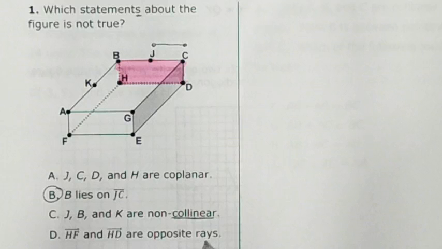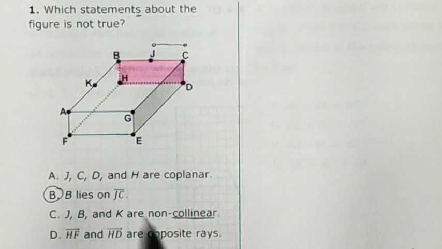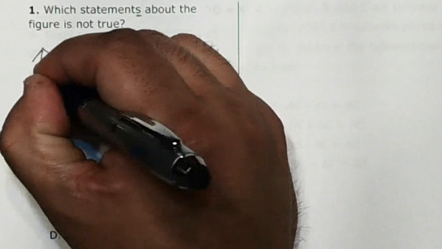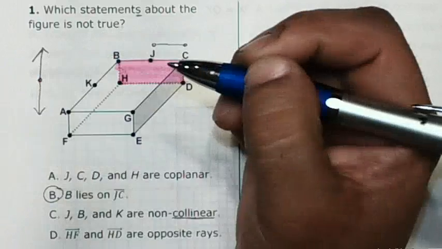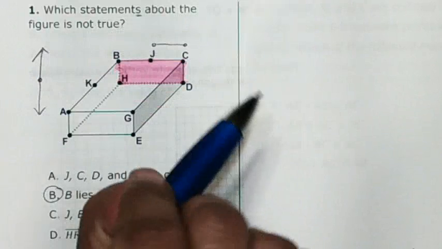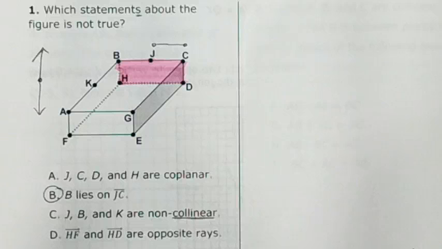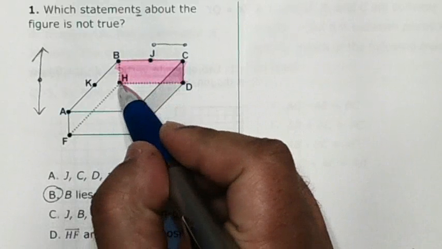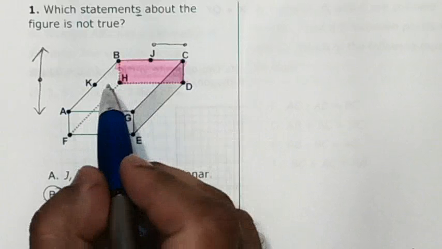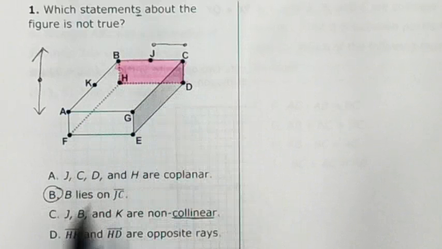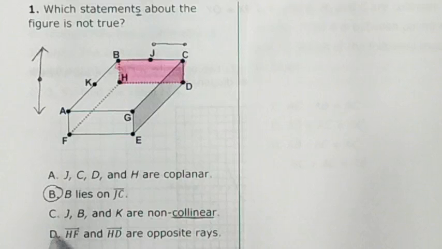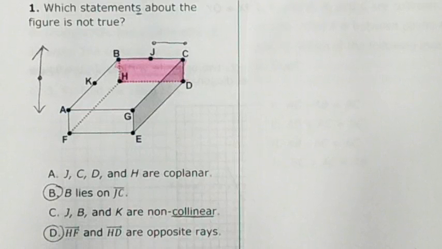Ray HF and ray HD are opposite rays. And remember, those are two rays that have the same endpoint, but they are going in opposite directions. So if one's going up, the other ray has to come down. Or same thing, if it's going left, then it's got to go the opposite direction. It's got to go right. So ray HF is going this way. HD is going this way. They are not opposite rays, so this one is also not true.